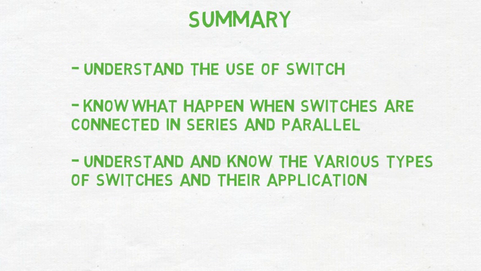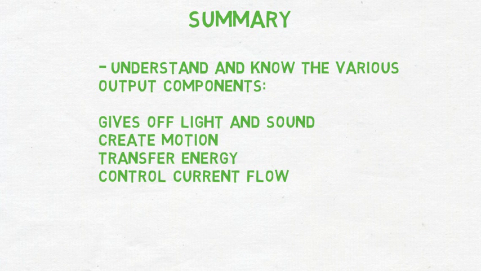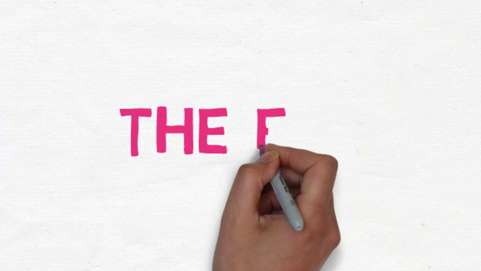Next, we have to understand the use of a switch. We must know, again, what happens when switches are connected in series and parallel, and we understand and know the various types of switches and their application. Next, we must understand and know the various output components such as those giving off light and sound, those creating motion, those that transfer energy, and finally, those that control the current flow. We have come to the end of this chapter.